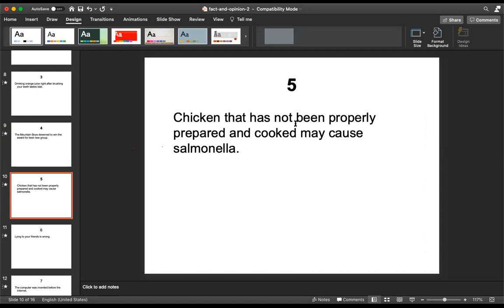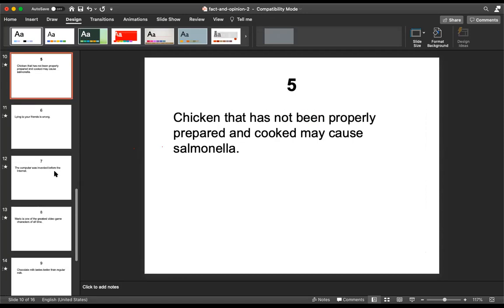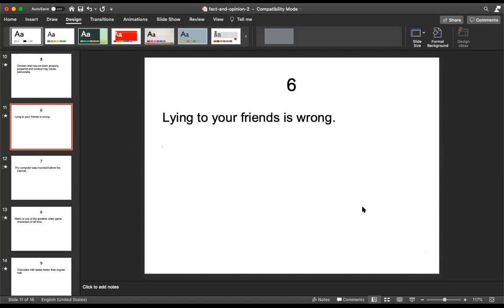Chicken that has not been properly prepared and cooked may cause salmonella. Fact. Yeah, that's going to be a fact. We can test that out. You go ahead and eat chicken raw and see if you don't get sick. Okay. We have stated that it has been tested and is gross.